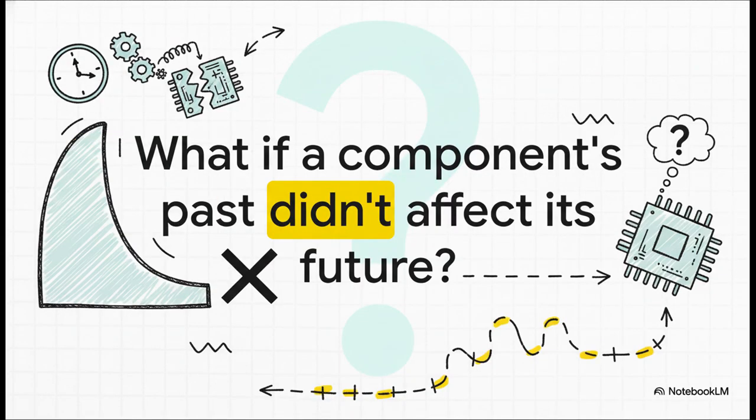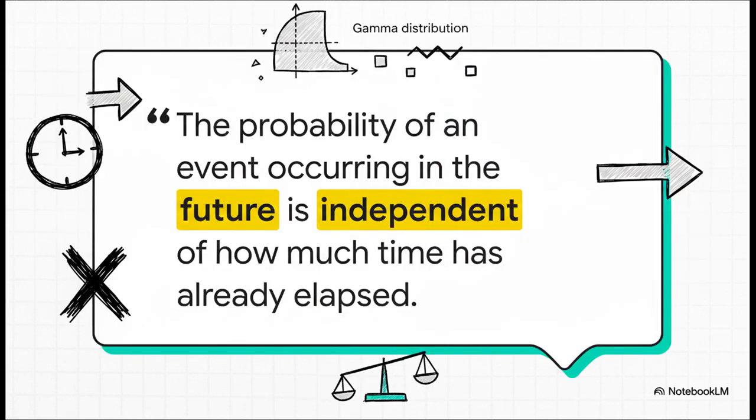Now this leads to a really fascinating and honestly kind of weird idea. What if a light bulb's past had absolutely zero effect on its future? What if it's already been running for 1,000 hours, and that tells you nothing, absolutely nothing about how much longer it's going to last? Kind of strange, right? Well, that strange idea is at the very core of something called the memory-less property. And it's a unique feature of the exponential distribution.